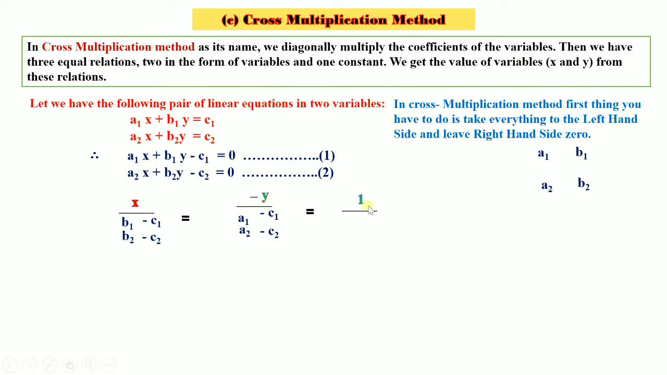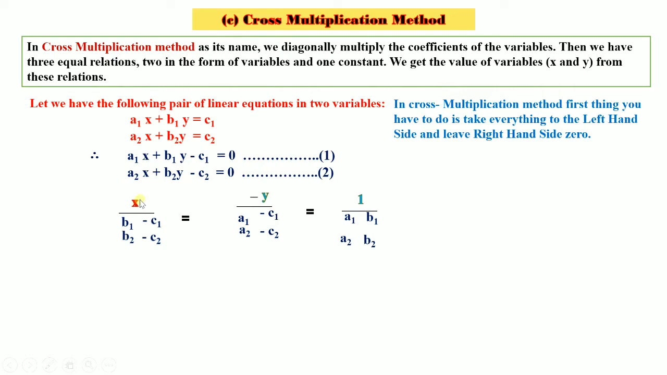Same method will be applied for this particular one. So one is purely constant, so minus c1, c2 are purely constants. So when we are writing the denominator of 1, we will not consider this minus c1 and c2. So what we are going to write here, a1, a2, and b1, b2 only, just like this, a1, a2, b1, b2. This is the only interesting part, or sometimes you may make a mistake here. So for that you need to be very careful.